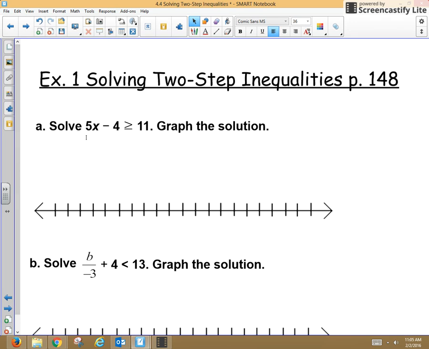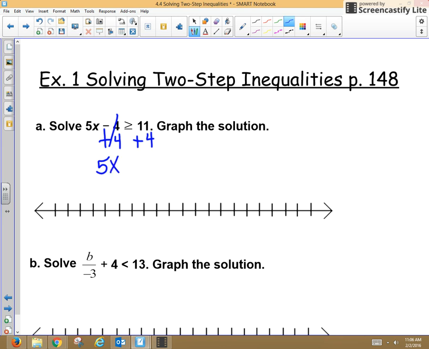A is solve 5x minus 4 is greater than or equal to 11, and then graph the solution. So to solve an inequality, it is just like solving a two-step equation, except for the fact that we have an inequality symbol instead of an equal sign. So the first thing I need to do is start to isolate the variable 5x. Right now it's being subtracted by 4, so I'm going to first add 4 to both sides of the inequality.